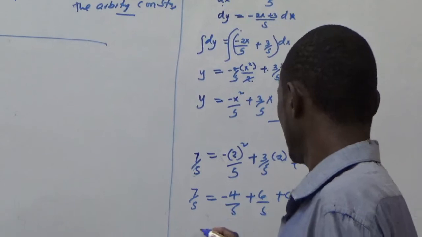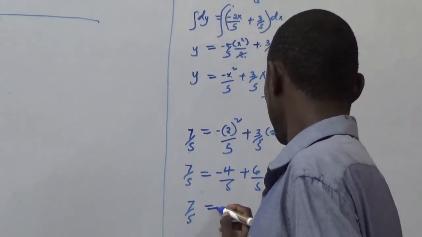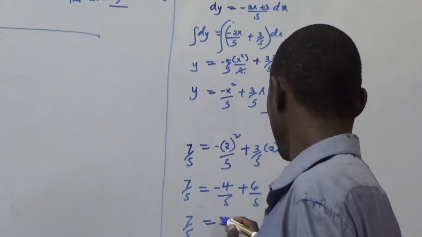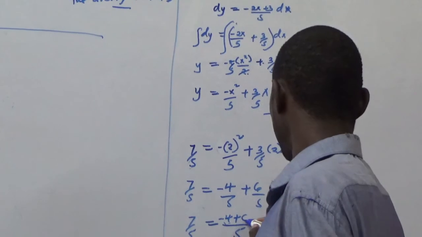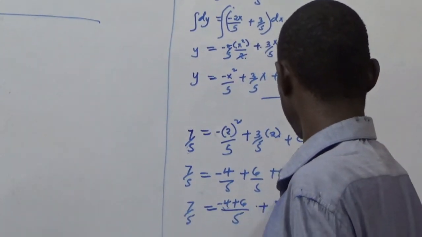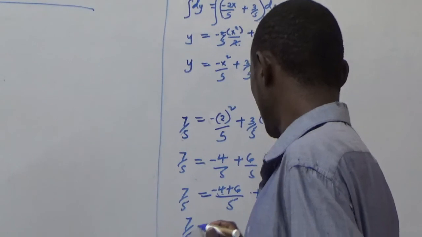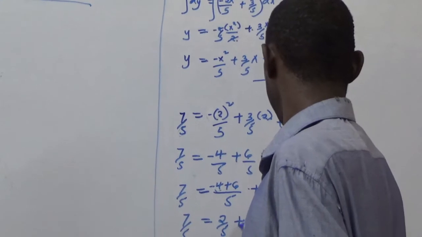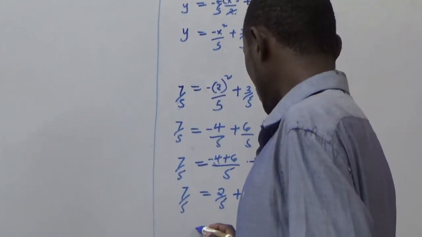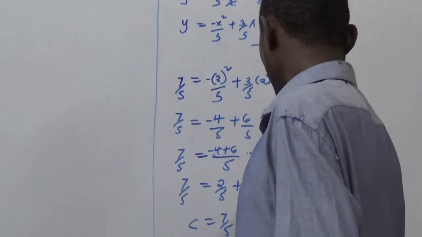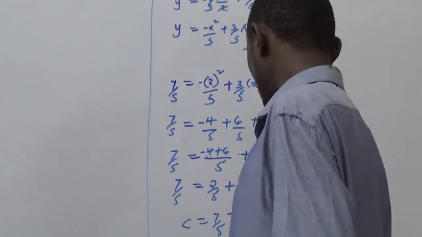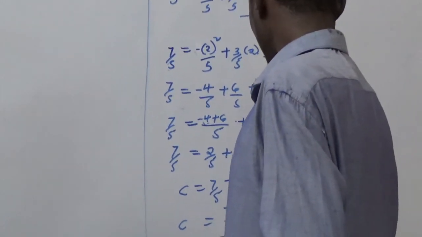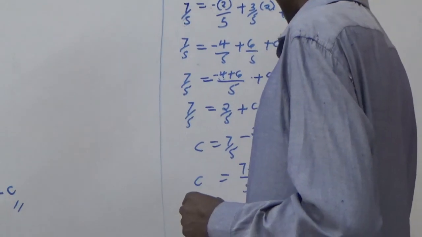So in this case 7 over 5 equals to, the LCM of all these will be 5. Then you have minus of 4 plus 6, then plus c. So you have 7 over 5 equals to positive 2 over 5, then plus c. So our c will be 7 over 5 minus 2 over 5. So our c will be, the LCM is 5, then 7 minus 2. So our c will be 5 over 5, which is 1.